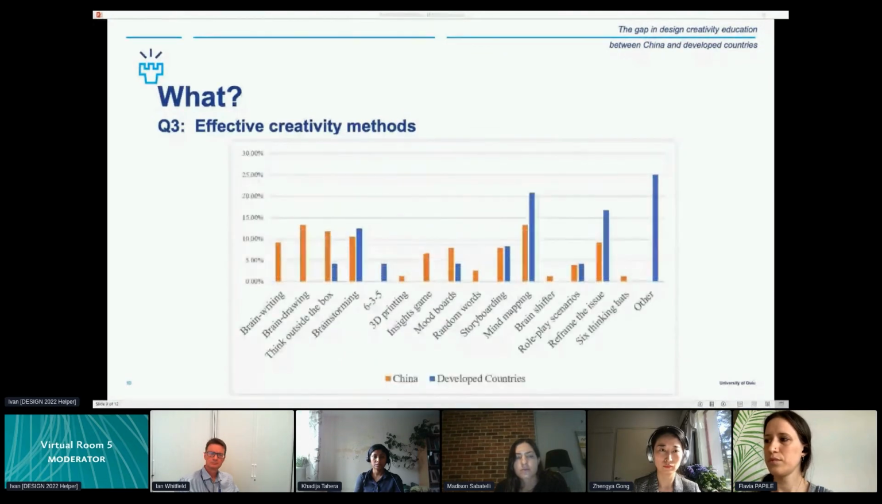The most effective creativity methods in our study refer to the creativity methods perceived as effective by participants. There were differences in the effective creativity methods between China and developed countries. From the participants' perspective, the most effective creativity methods in China were brain drawing and mind mapping. Mind mapping was also the second most effective method in developed countries, followed by other methods reported by the participants, such as sketching and art-based methods.